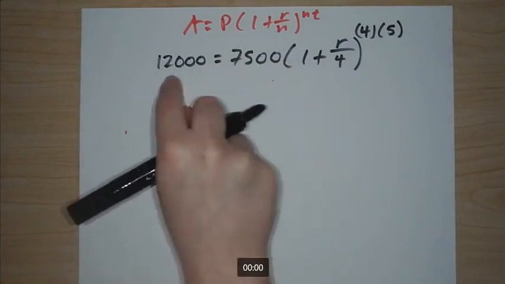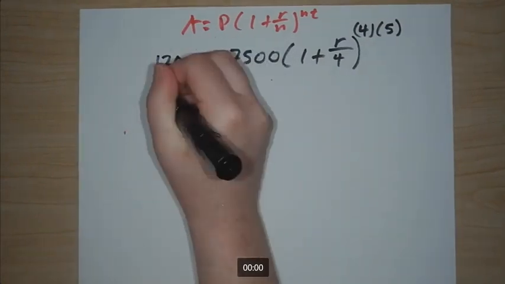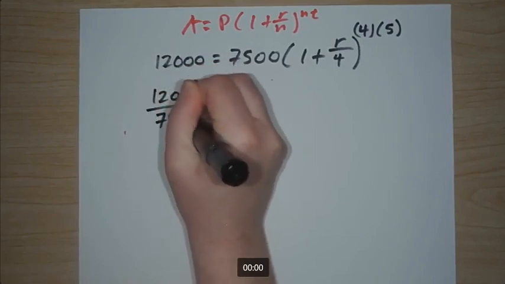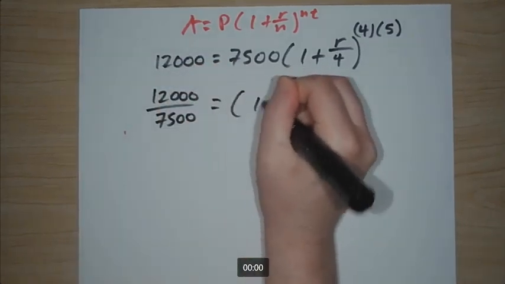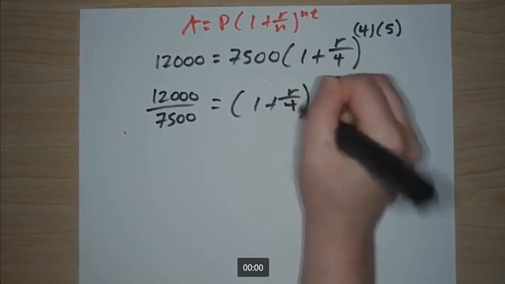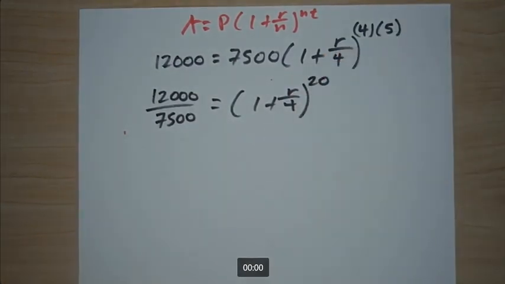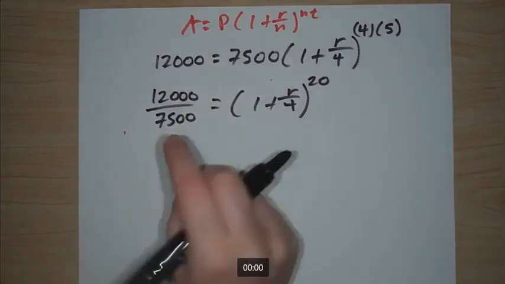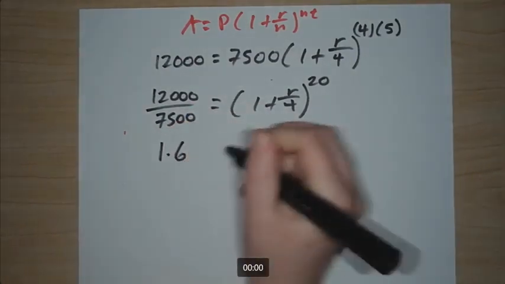So we want to divide 12,000 by 7,500. One plus R over 4. 4 times 5 is 20. 12,000 divided by 7,500 comes out perfectly to 1.6.